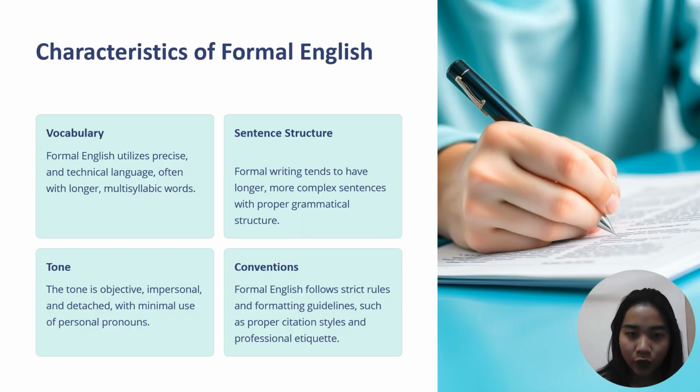Characteristics of formal English. Vocabulary: formal English utilizes precise and technical language, often with longer multisyllabic words. Sentence structure: formal writing tends to have longer, more complex sentences with proper grammatical structure. Tone: the tone is objective, impersonal, and detached, with minimal use of personal pronouns. Convention: formal English follows strict rules and formatting guidelines, such as proper citation style and professional etiquette. So there we have to know how to write and how to speak.